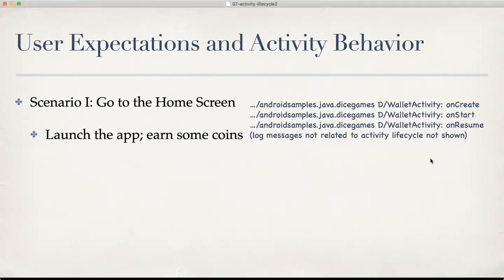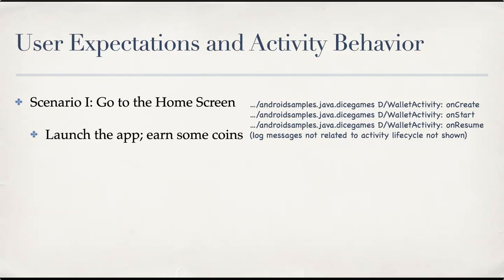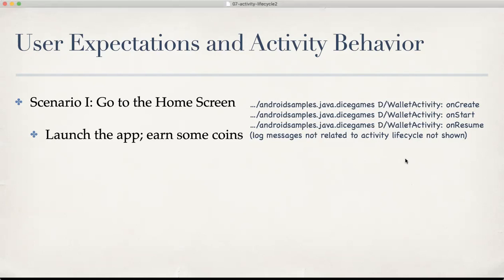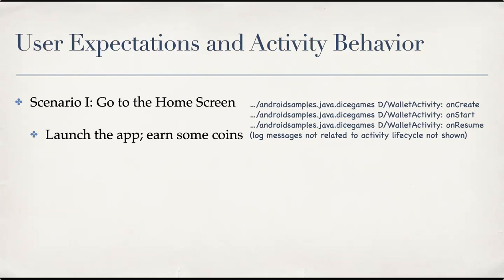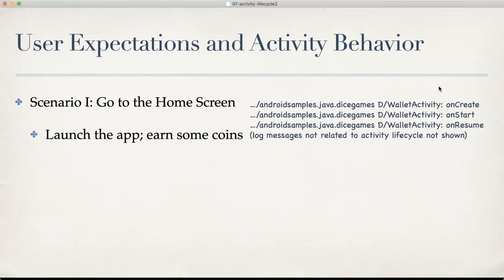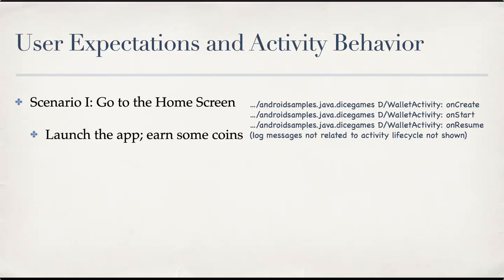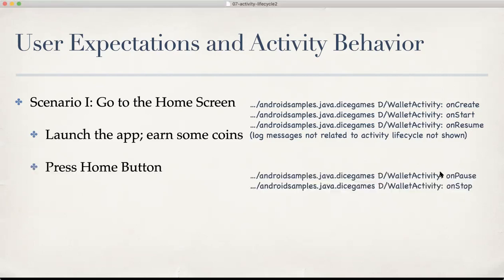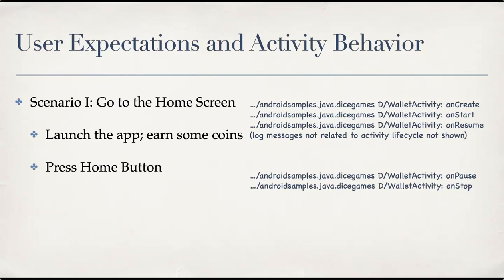Next, press the home button. And before looking at the log messages, just think about what messages you should be seeing here. So remember, it should go from the resume state to the pause state and then to the stop state, because the stop state is one when it's completely invisible, right? So that's what you should see. So you'll see onPause and onStop being logged. That is, that they were called.